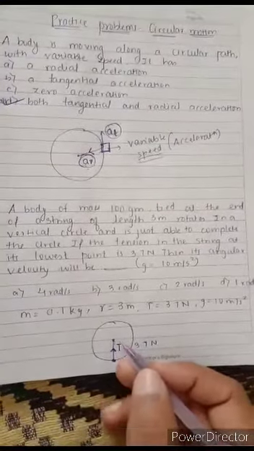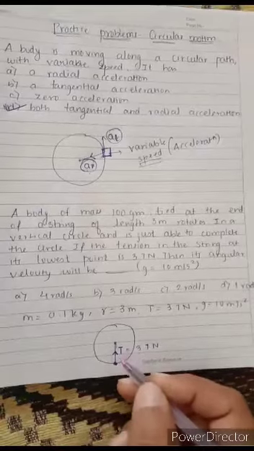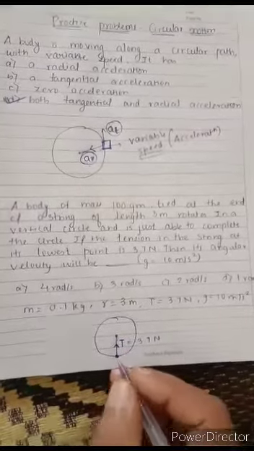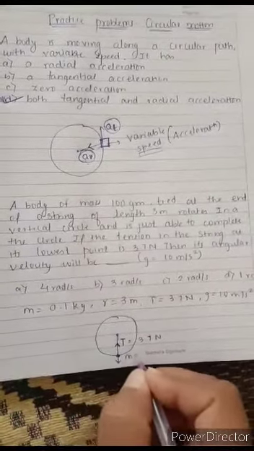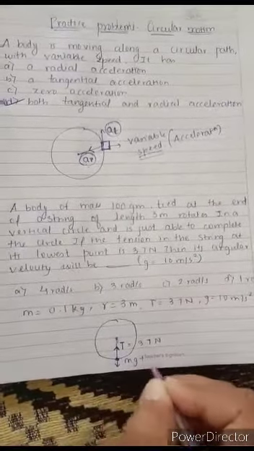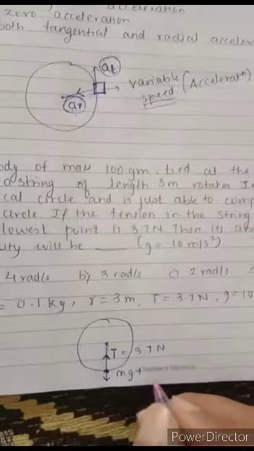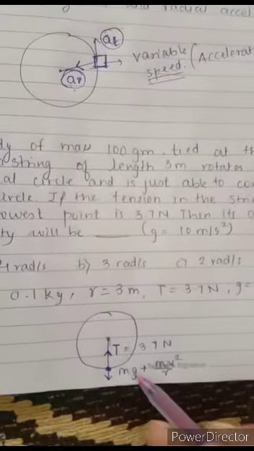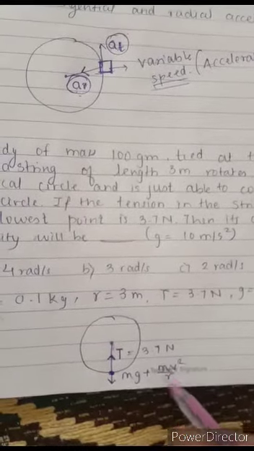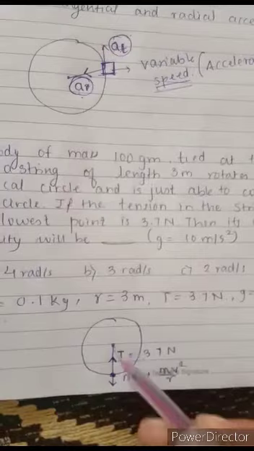Here we have tension, which is acting towards the center, and the quantities which balance the tension are the weight of the particle, that is mg, and the centrifugal force, which is mv square by r. See, tension is acting towards the center.